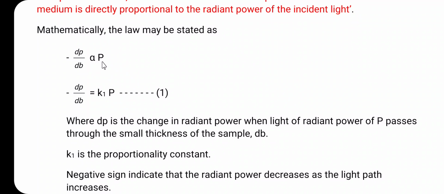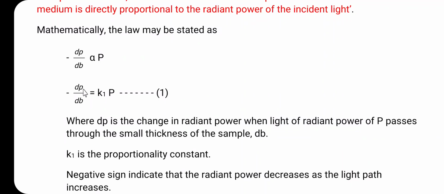So, this is the mathematical equation for Lambert's law. Here this can be rearranged: minus dP by dB is equal to K1 into P. This is equation number 1. Here in this equation, dP is the change in the radiant power when light of radiant power P passes through a small thickness of the sample, that is dB.